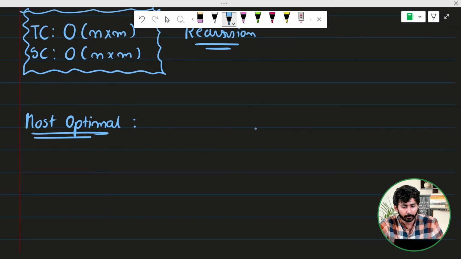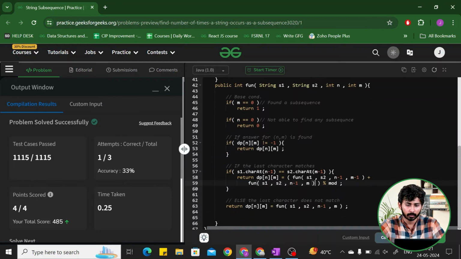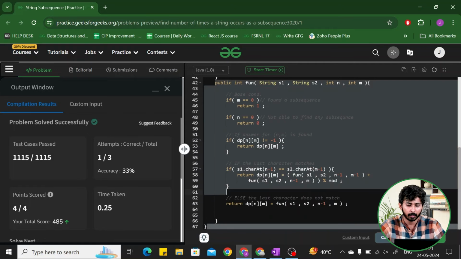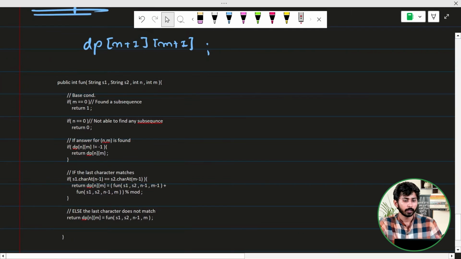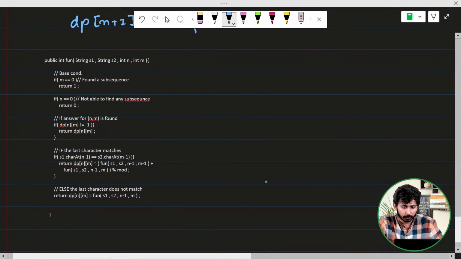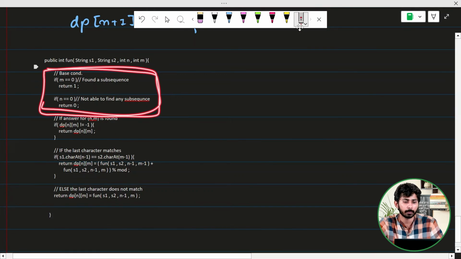So here also we'll be using the DP array n plus 1 and m plus 1. But I will not be using any kind of recursion, right? So I will be converting this recursion into what? Into our tabulation approach. Okay, so it's very easy. So first of all, have a look at the base condition. This will be the initialization for our dynamic programming table.